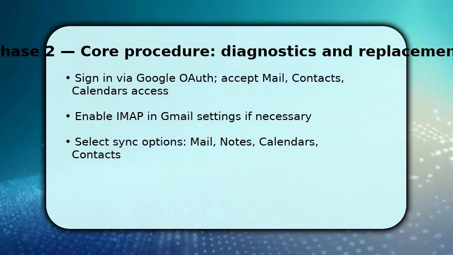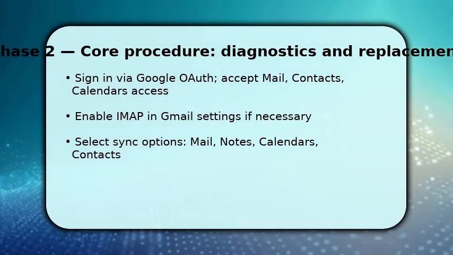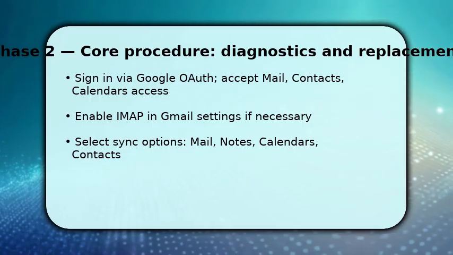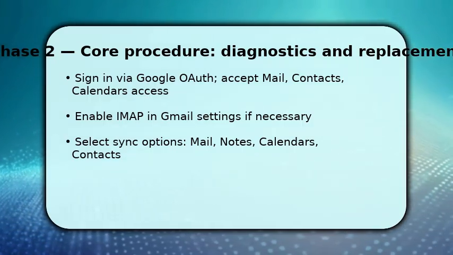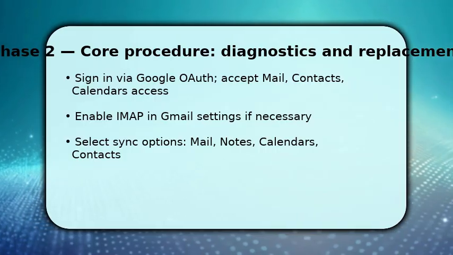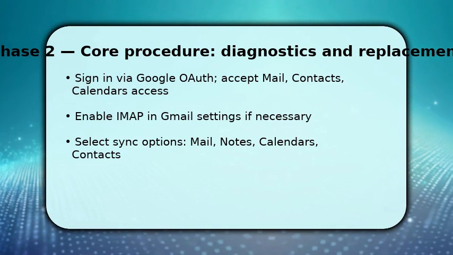If you prefer manual IMAP, enable IMAP in Gmail's web settings and use Mail's Add Other Account with IMAP server settings: imap.gmail.com and smtp.gmail.com. Once configured, choose sync frequency and folders to download so Mail shows your inbox correctly.